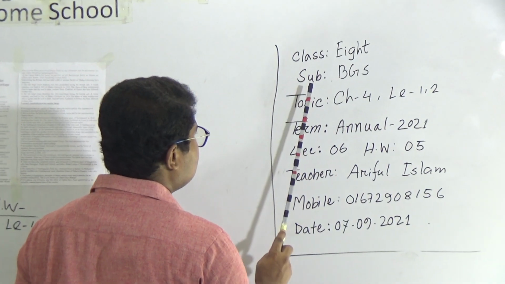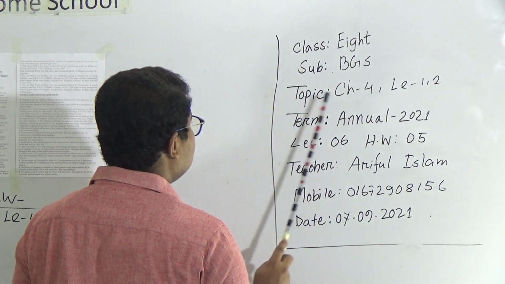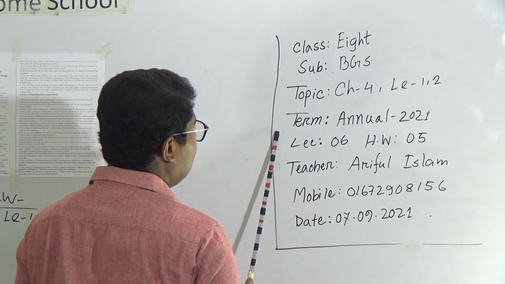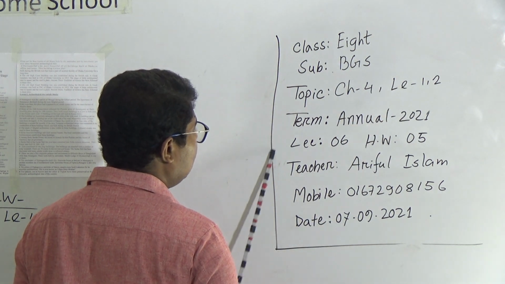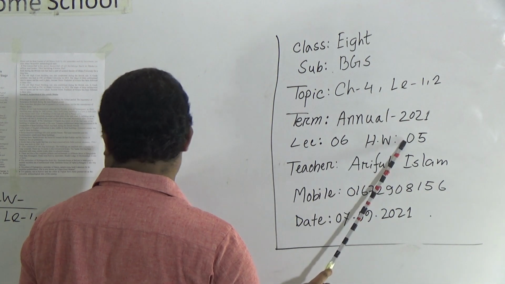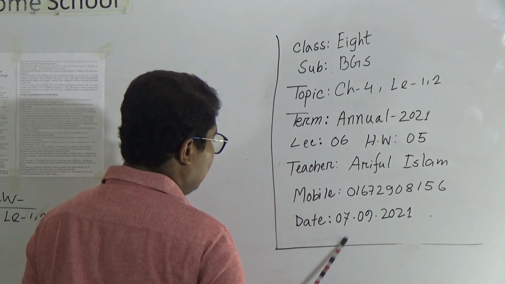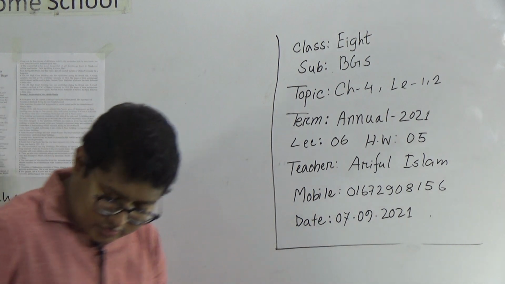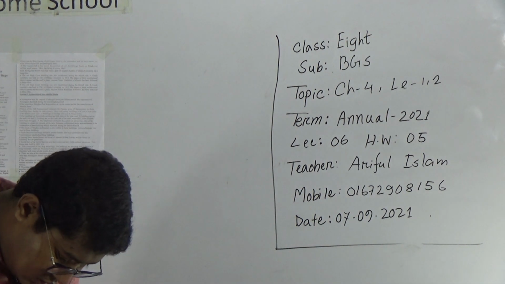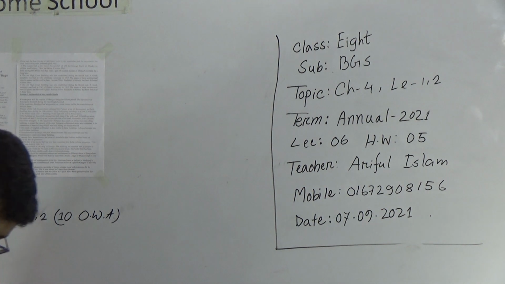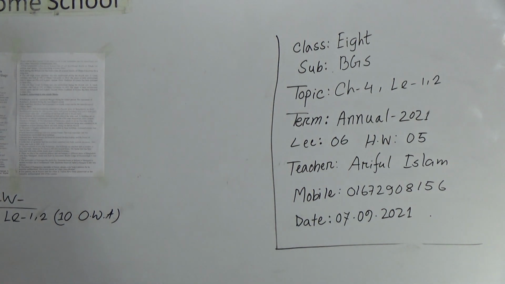Class 8, Subject BGS. Topic Chapter 4, Lesson 1 and 2, Term Involved 2021, Lecture 6, SW will be 5. Teacher Ariful Islam, this is my mobile number and today's date. So, my dear students, let's open your book and let's start our today's class.